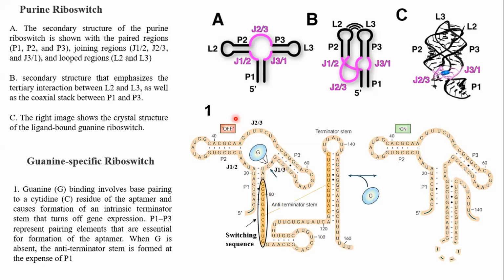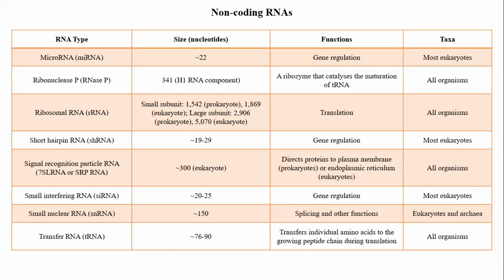So you have understood riboswitches. Let's go ahead. Next is non-coding RNAs. As the name suggests, the RNAs which do not code for protein are called non-coding RNAs. These RNAs do not get translated into proteins. So apart from mRNAs, the rest all become non-coding RNAs.